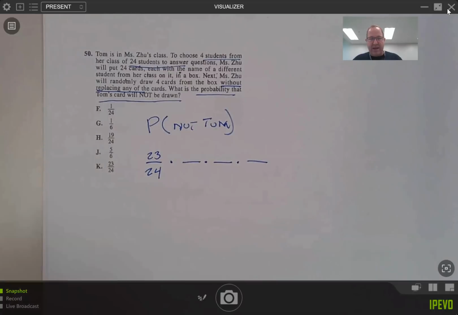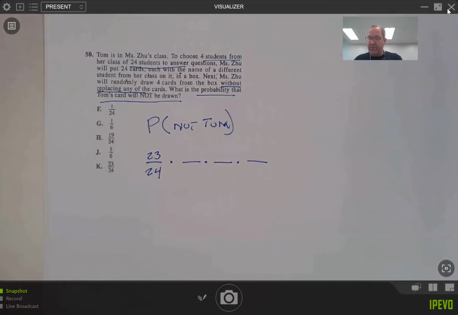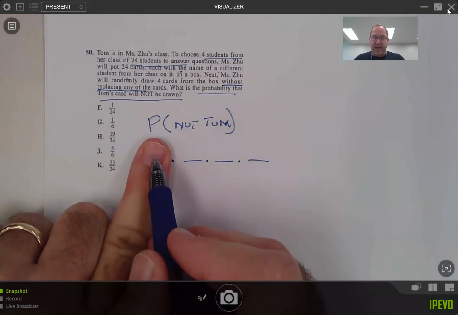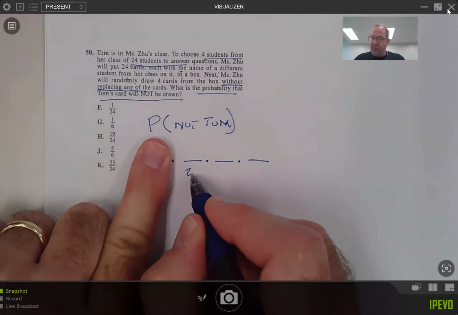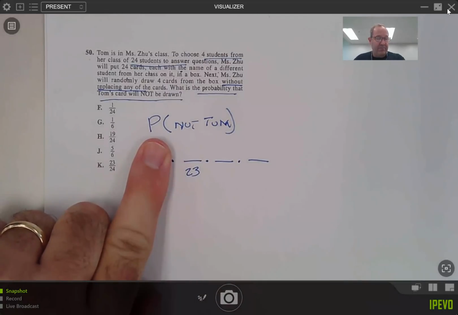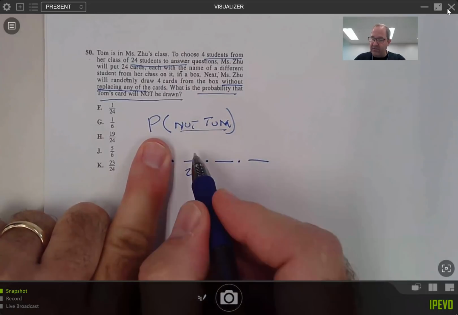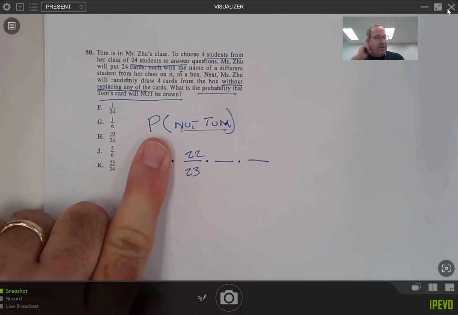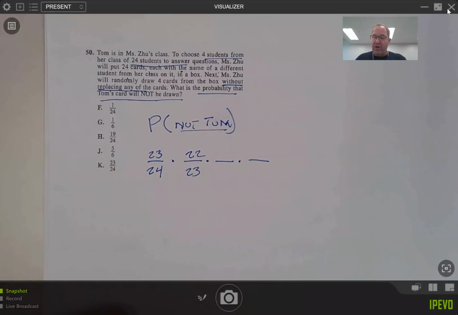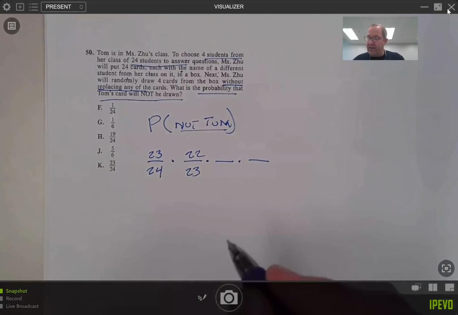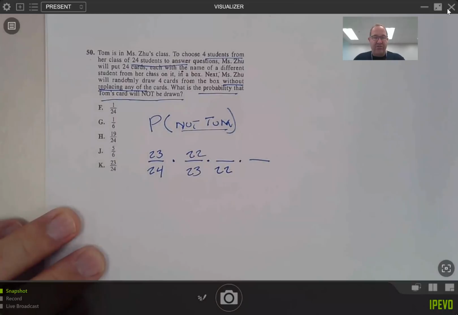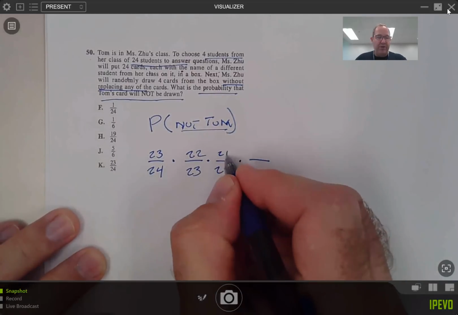Now, she doesn't put the card back. She pulls out another card. Well, since we've picked the card out, now there's only 23 cards left to pick from. How many of those are not Tom's? Well, 22 of them are not Tom. Then she pulls another card out. We've pulled 2 cards out already, so there's only 22 cards now available. Of those, 21 are not Tom.